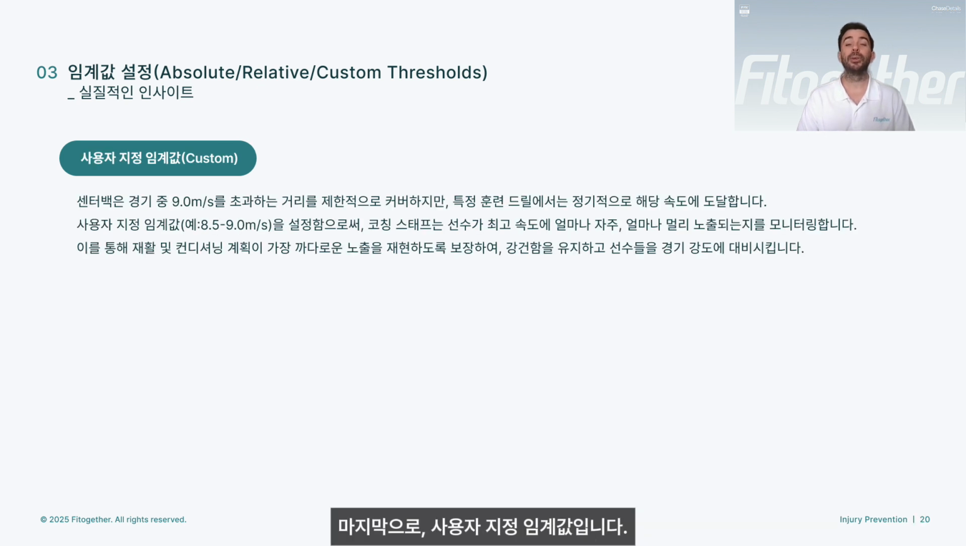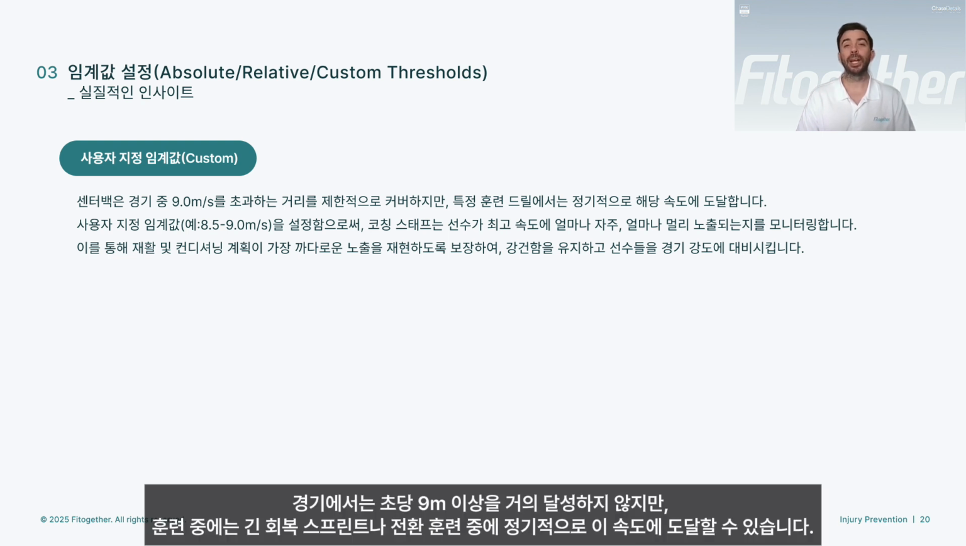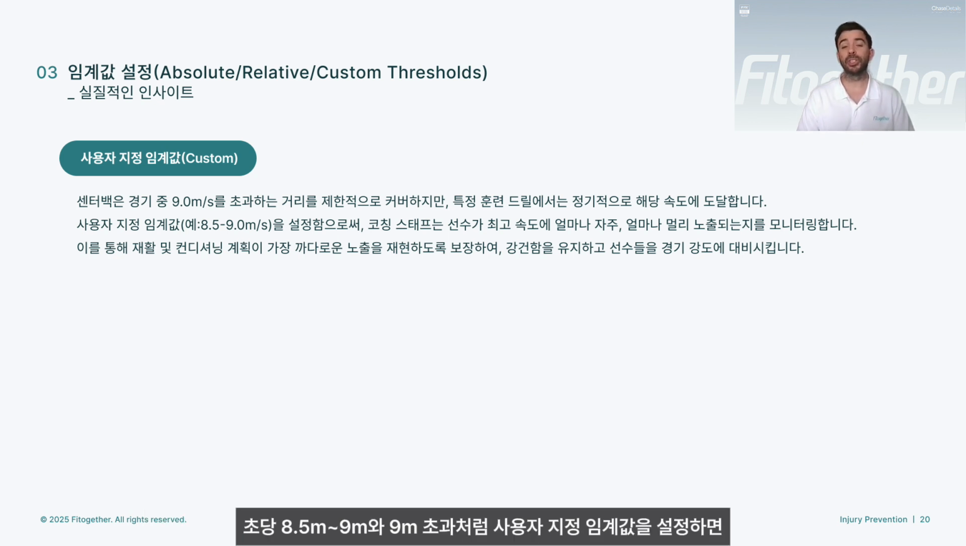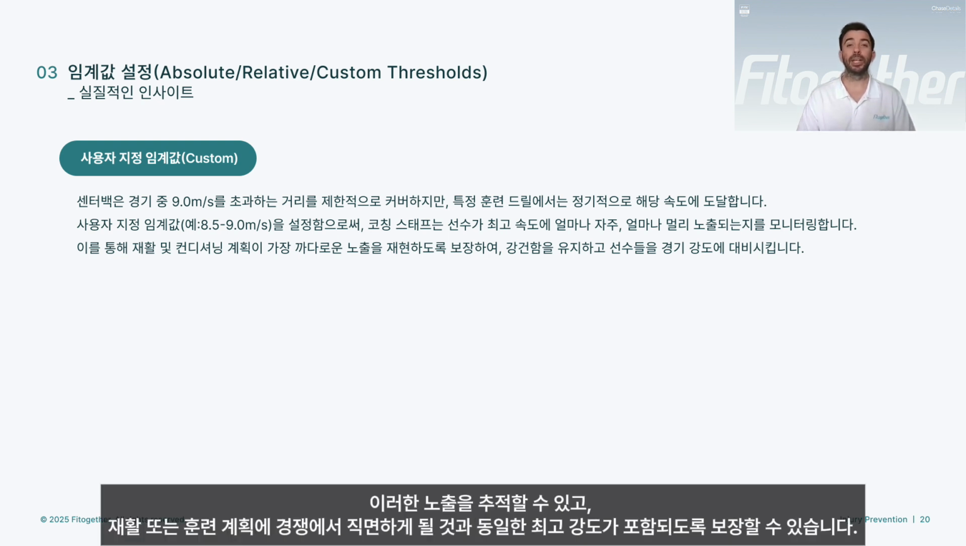Finally, we have custom thresholds, which allow you to go deeper. Think about a centre back. In games, they might rarely hit above 9 meters per second, but in training, they might reach that regularly during longer recovery sprints or transition drills. By creating a custom threshold, say 8.5 to 9 meters per second and another above 9, we can track those exposures and make sure their rehab or training plan includes the same top-end demands they'll face in competition.